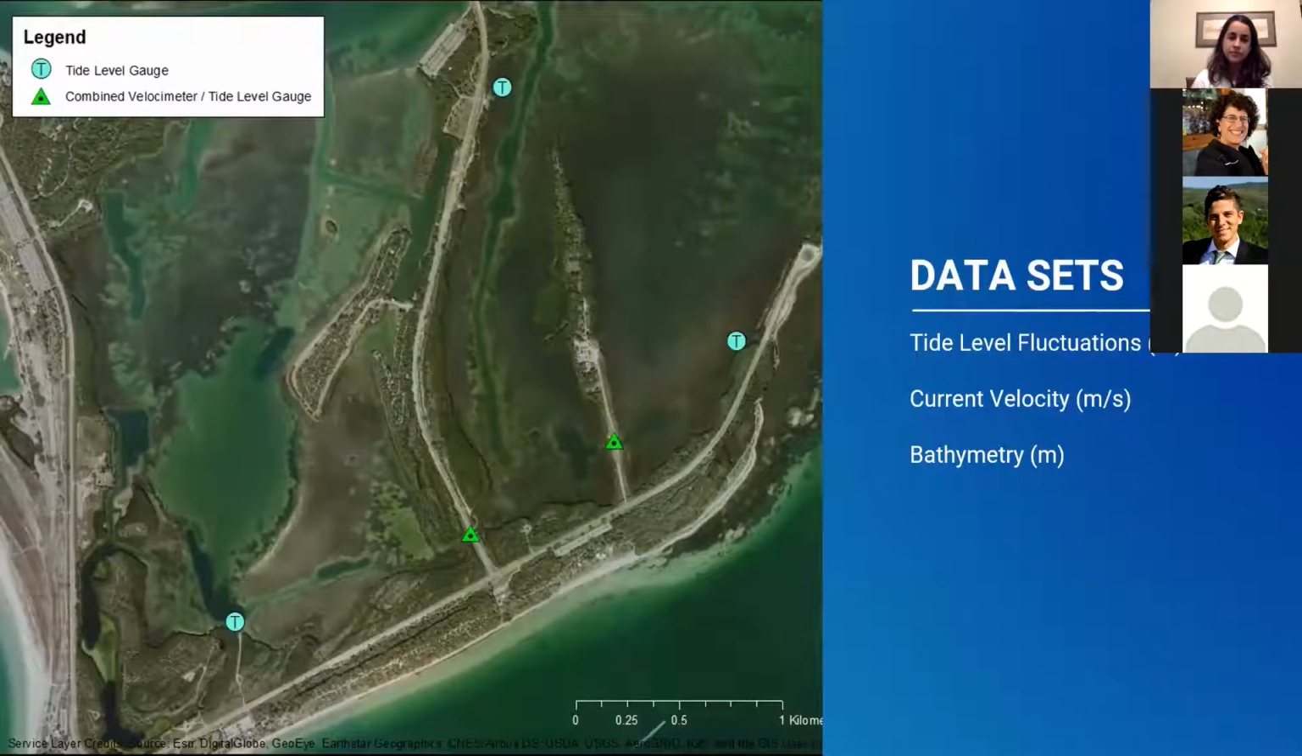So to run the model, we actually need 3 different data sets. The first is tide level data, which is represented here by these little round symbols. That's where we installed our tide level gauges. The second is the current velocity, and those symbols are marked here at the bridges with the little triangles. And the third data set is something called bathymetry, which I'll show you on the next slide.